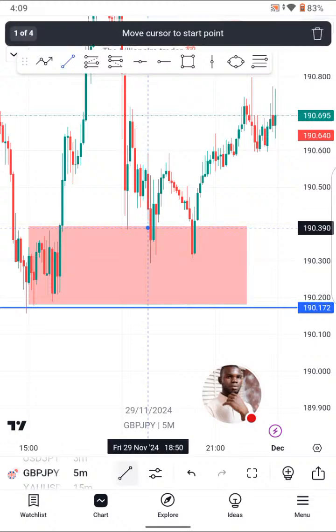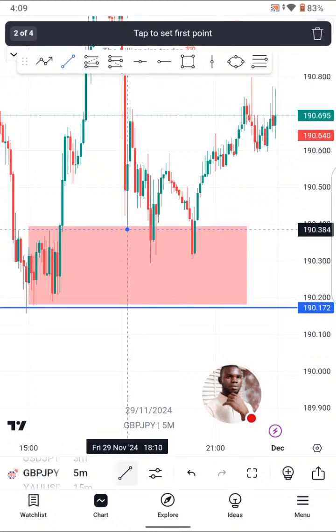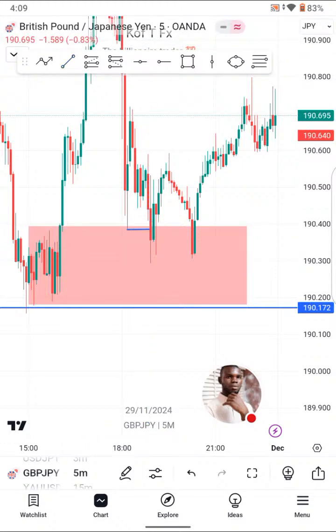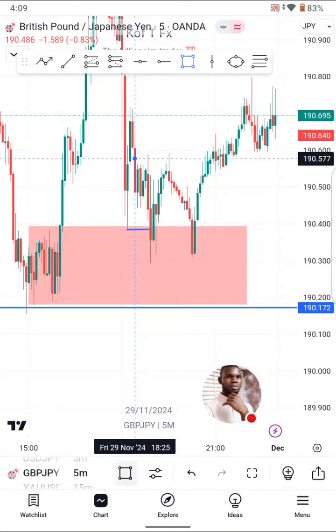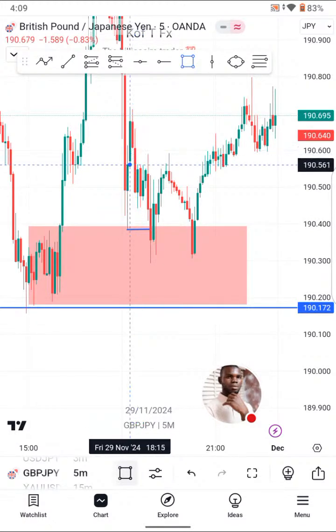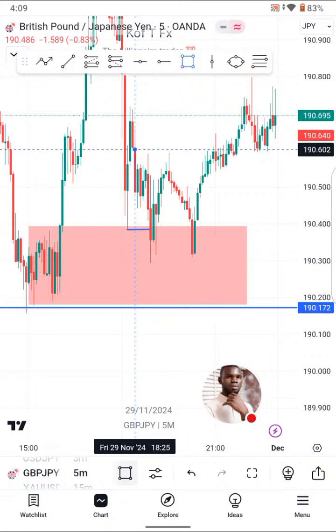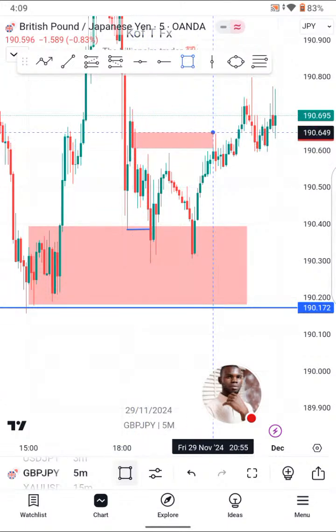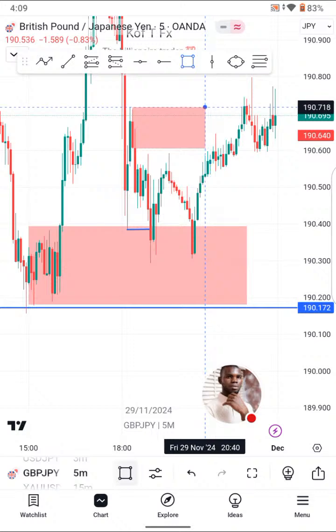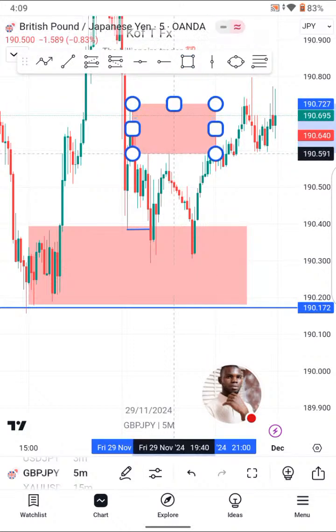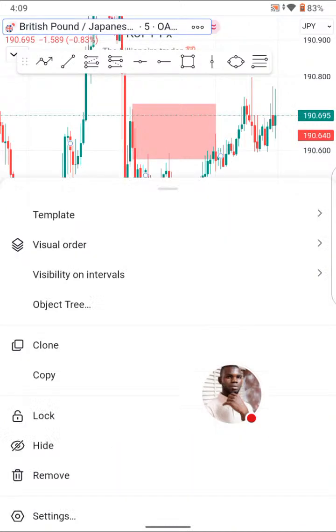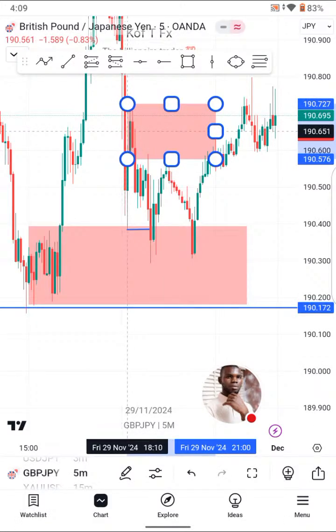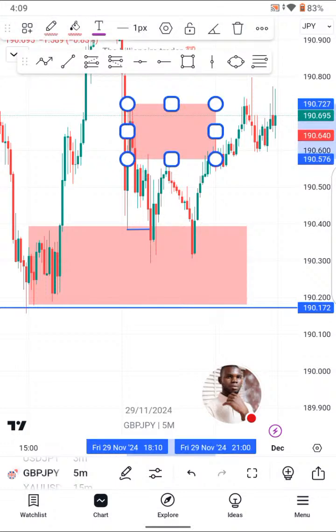So we have this low here, and we have this supply zone. Actually, going to take it from this red candle. Okay, the whole green candle is actually the... okay, that green candle.